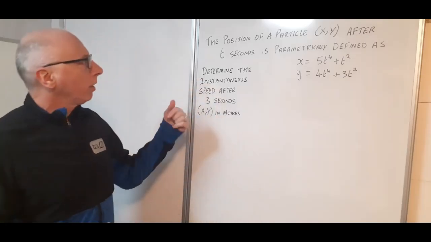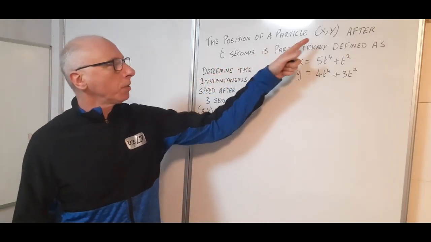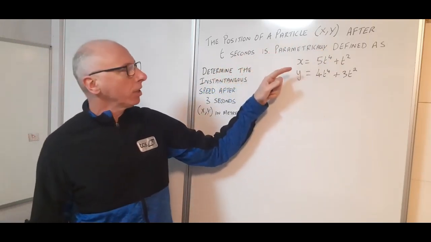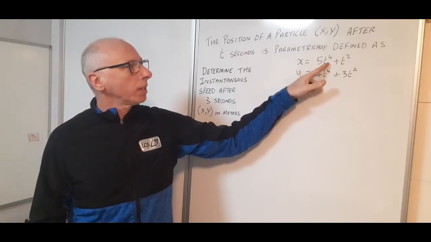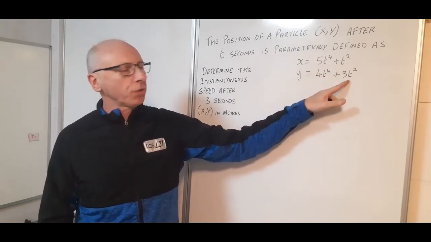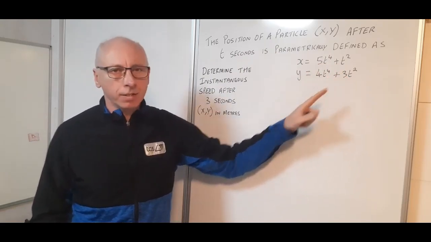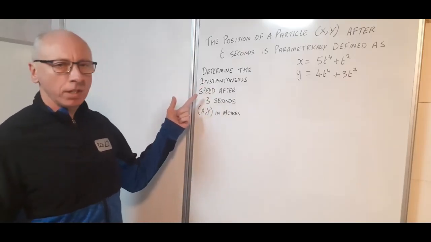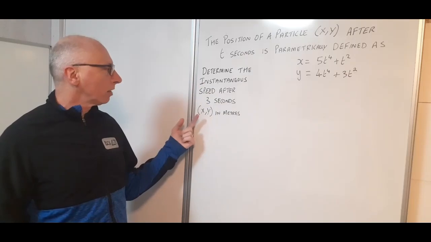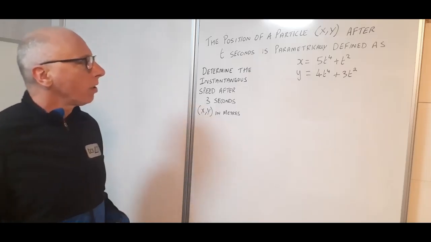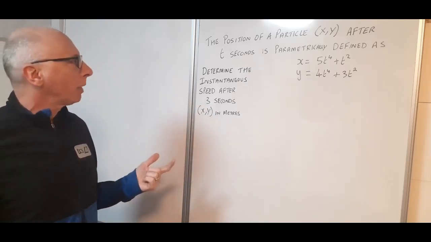So in this question here, we've got the position of a particle in terms of its x and y coordinates after t seconds, parametrically defined as x equals 5t to the 4 plus t squared and y equals 4t to the 4 plus 3t squared, where t is the time in seconds. And we want to determine the instantaneous speed after 3 seconds, and x and y is in meters. So how can we work out what the speed is?